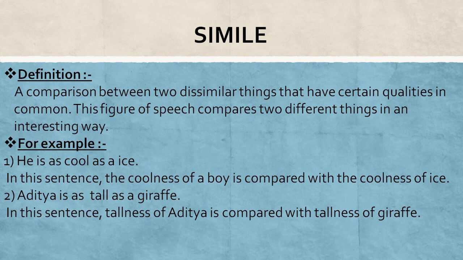Definition: a comparison between two dissimilar things that have certain qualities in common. This figure of speech compares two different things in an interesting way. For example, 1. He is as cool as ice. In this sentence, the coolness of a boy is compared with the coolness of ice. 2. Aditya is as tall as a giraffe. In this sentence, tallness of Aditya is compared with tallness of giraffe.